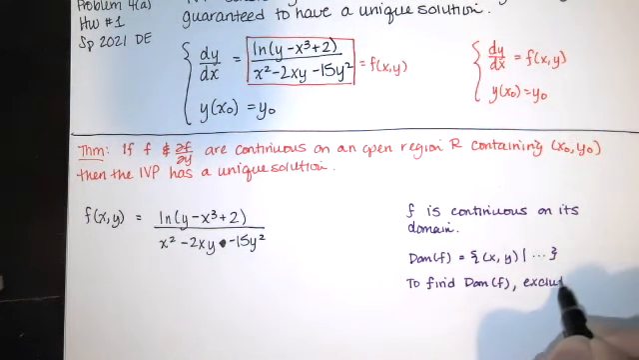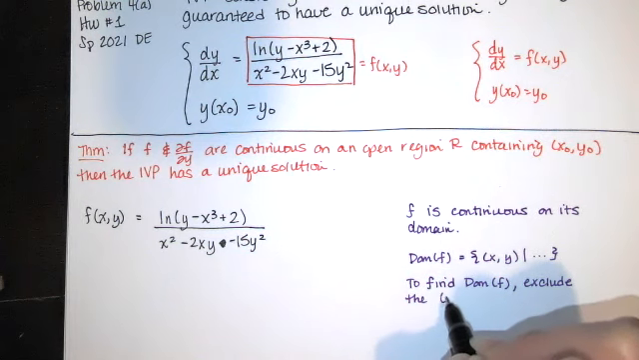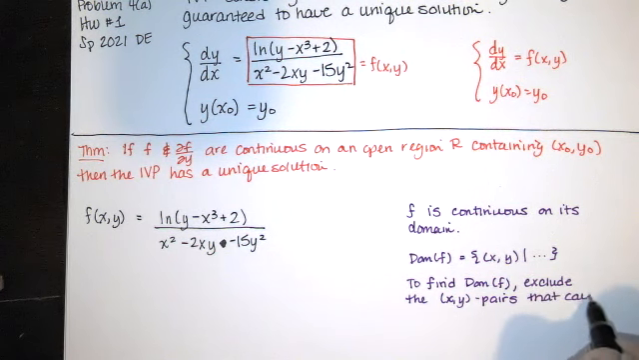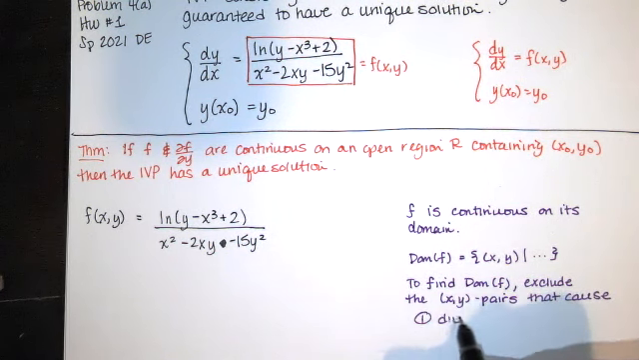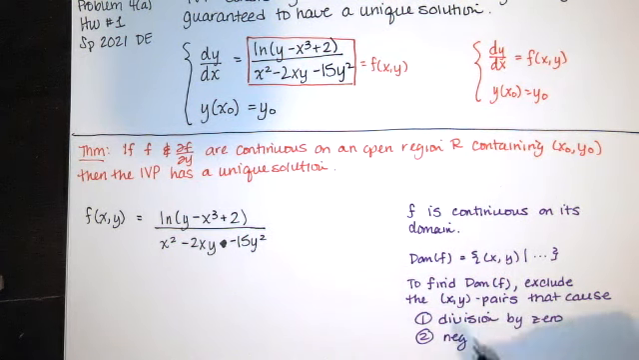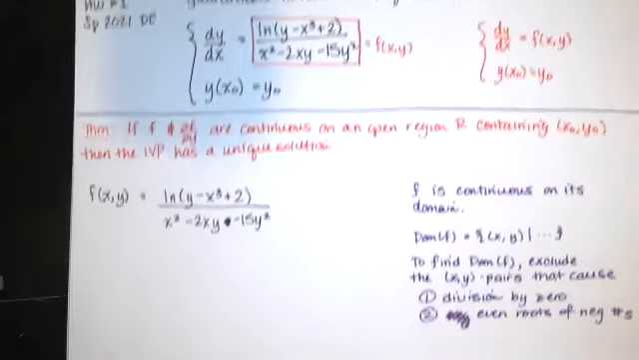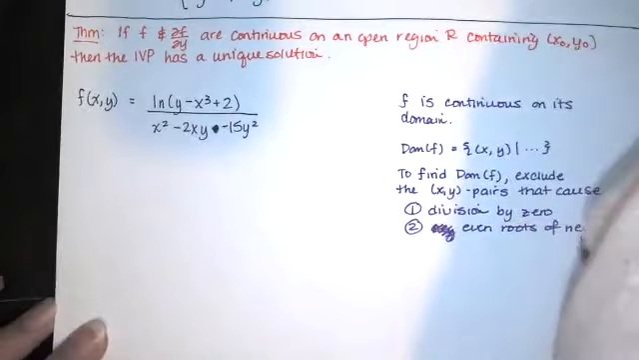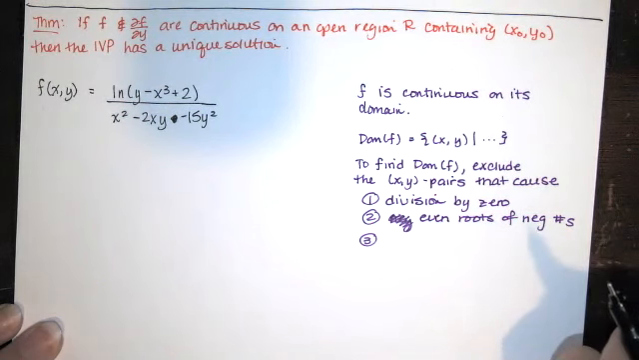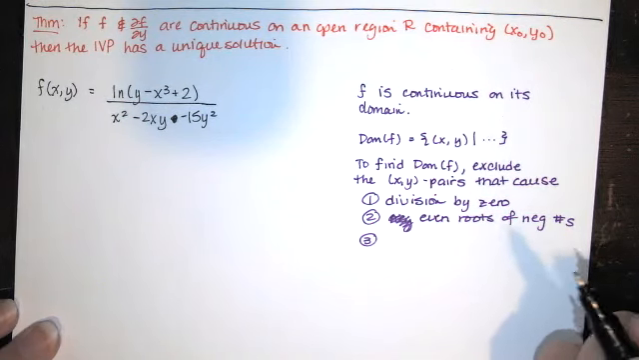We're going to exclude the xy pairs that cause the following. Division by 0. We all know that we can't divide anything by 0. Negative, or, whoops, even roots of negative numbers. Can't take an even root of a negative number because then we would get a complex number, and we're interested in real valued functions here. These are real valued functions of real variables.